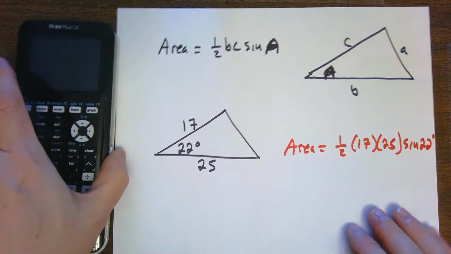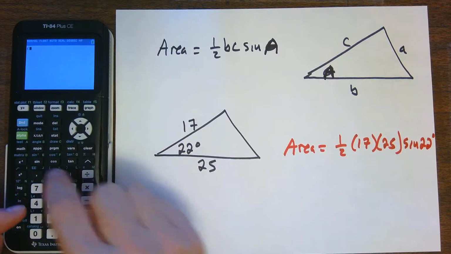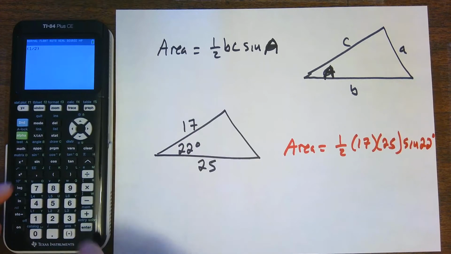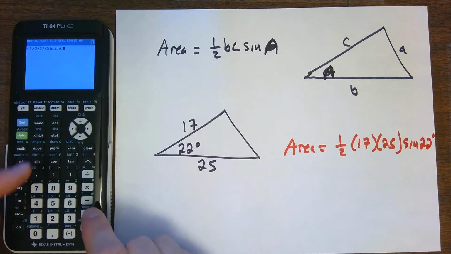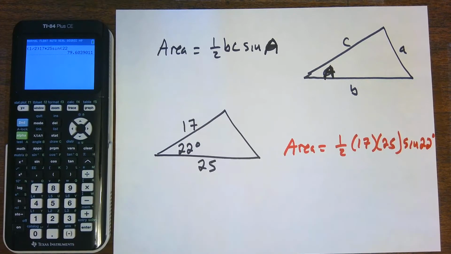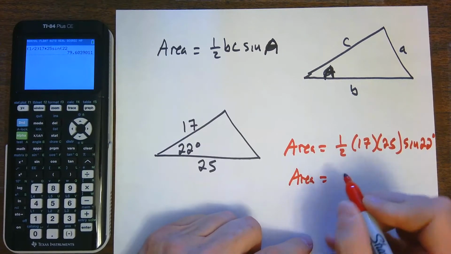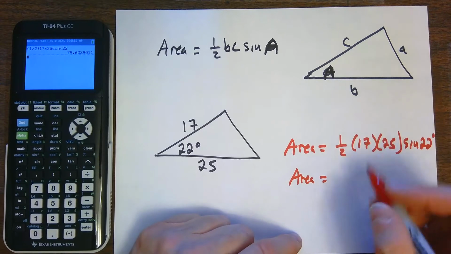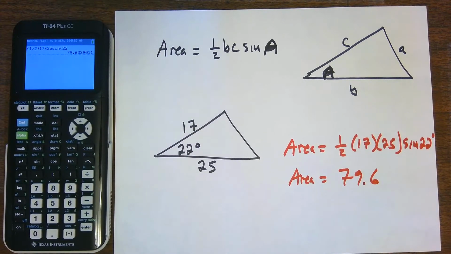Using the calculator, open parentheses, 1/2 times 17 times 25 times the sine of 22, and I get that the area, I'm writing the word area because if I do capital A here I'm going to get confused, is 79.6. So as far as the area of a triangle doing the trig goes, really that's pretty much all there is to it.